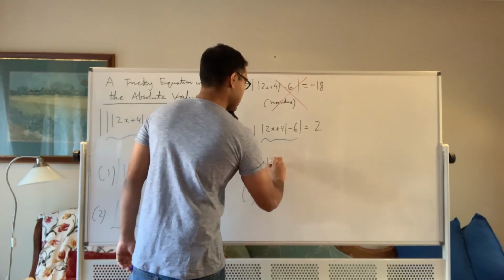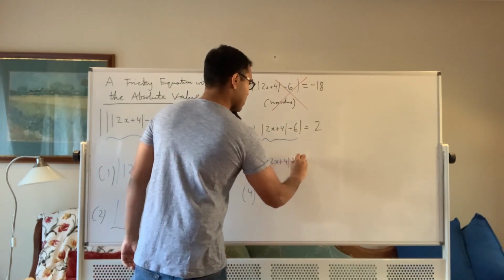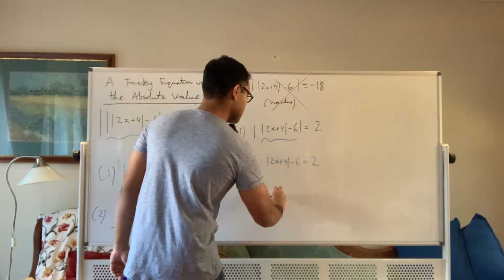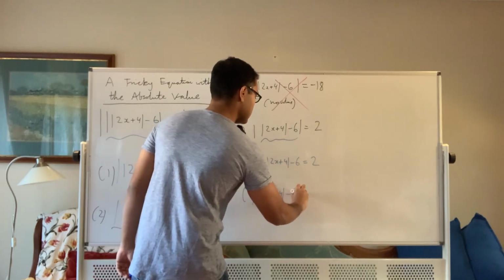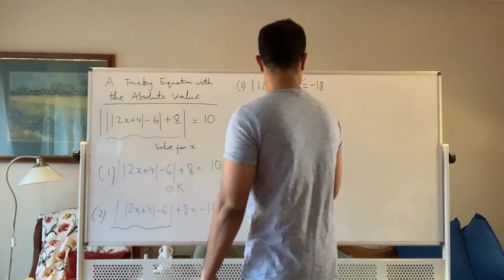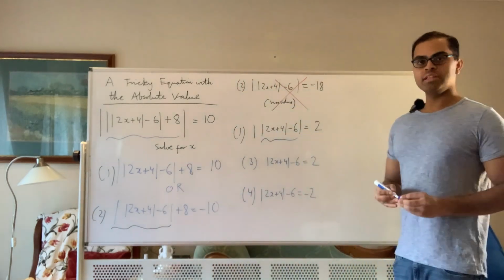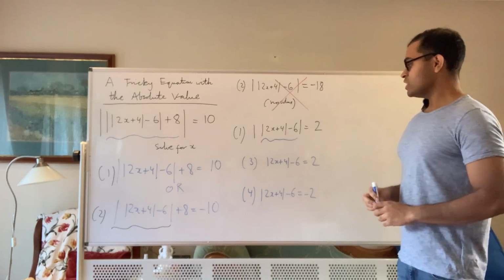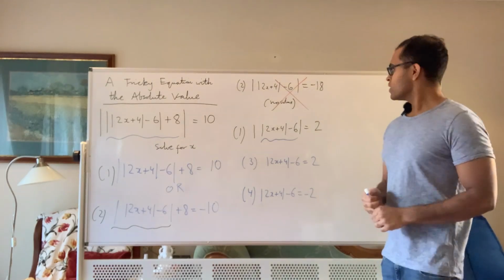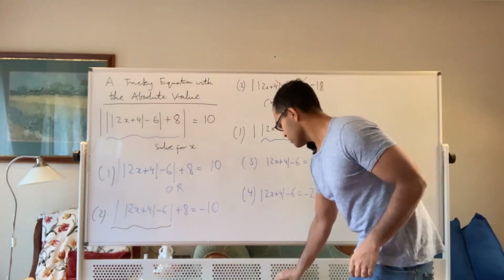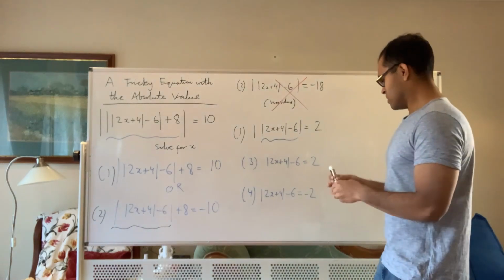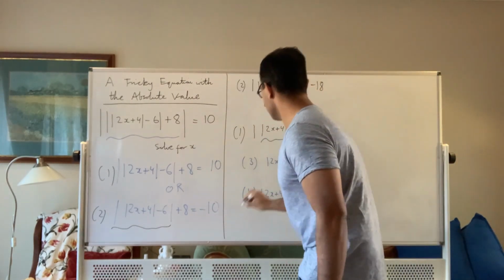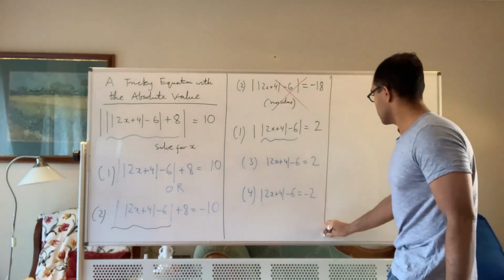You're going to get the absolute value of 2x plus 4 minus 6 is equal to plus 2, and the absolute value of 2x plus 4 minus 6 is equal to minus 2. All right, so we've got these two equations. Now what we can do is solve each of these equations separately. For the first equation, I'm going to switch back to the black pen. Just to keep it simple, let's split the board into three parts like this.